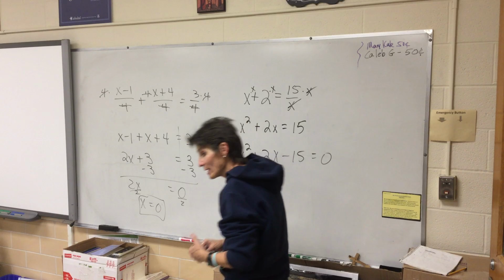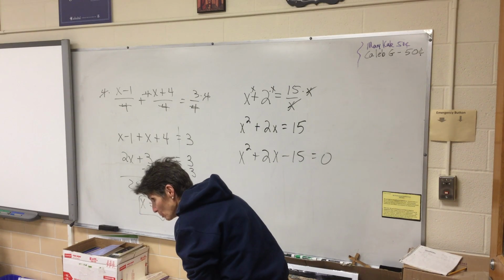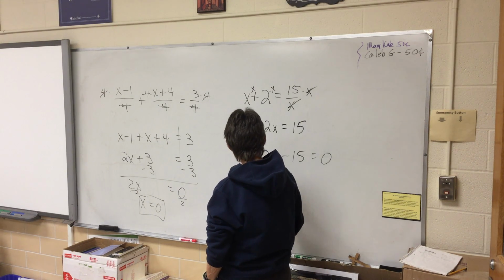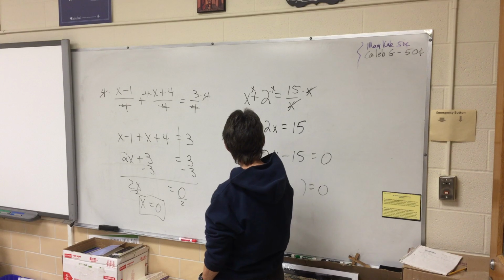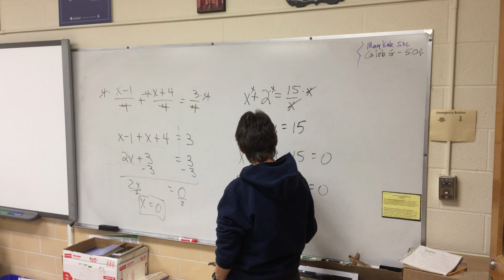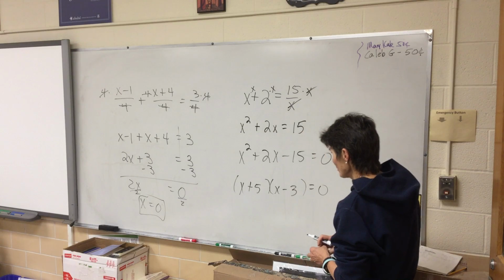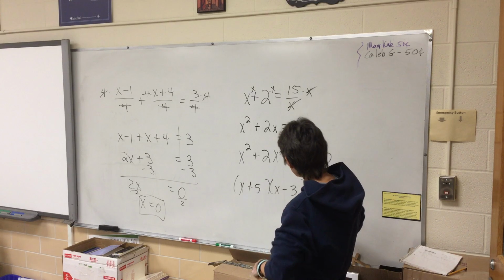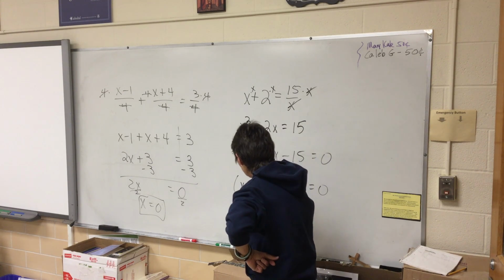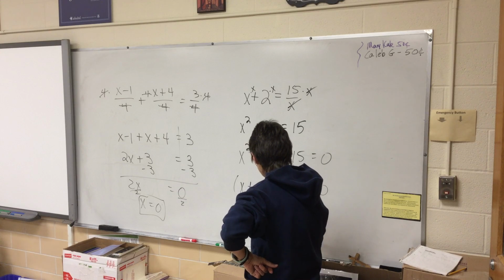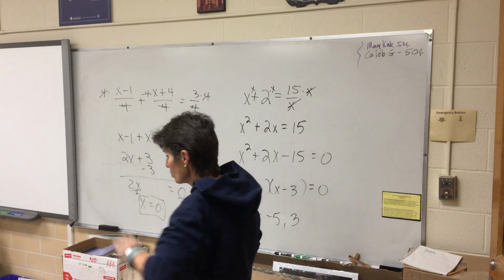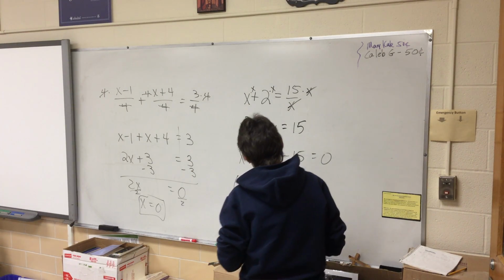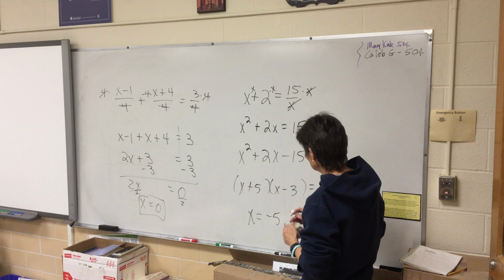You could use the quadratic formula. What else could we do? That will always work. Factor. Yeah, it does factor pretty easily. I know some of you don't like factoring. So you certainly could use the quadratic formula. But I'm going to factor because that's a lot more quick in this case. And I get two answers, negative 5 and 3. So this equation has two answers, negative 5 and positive 3.